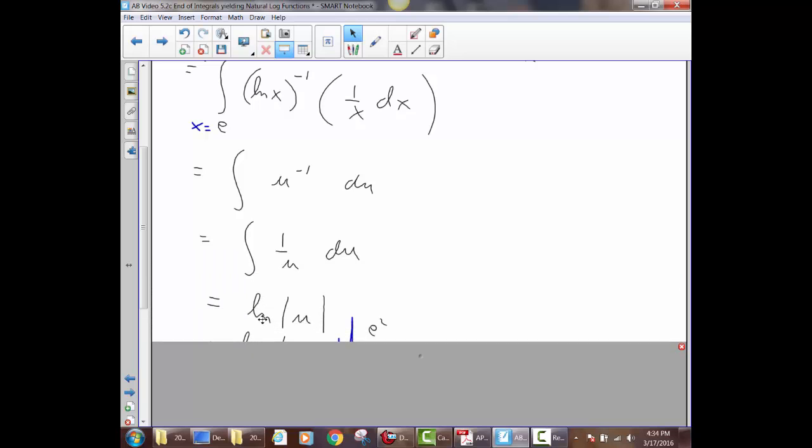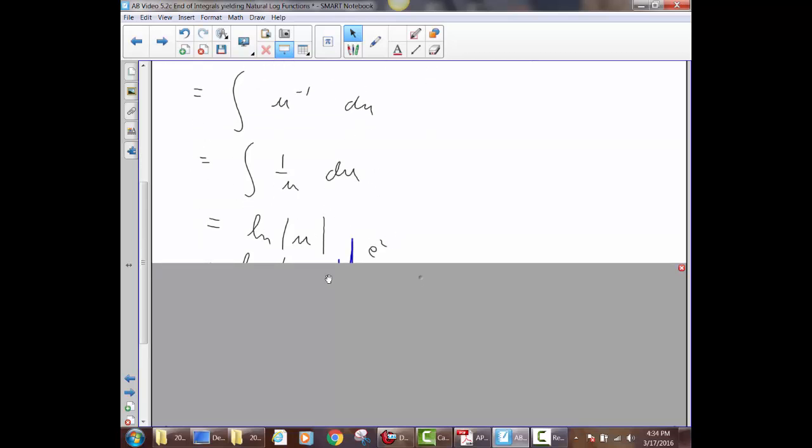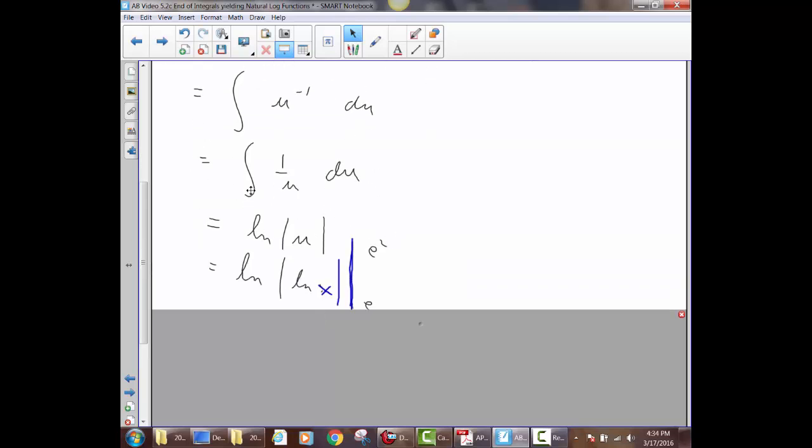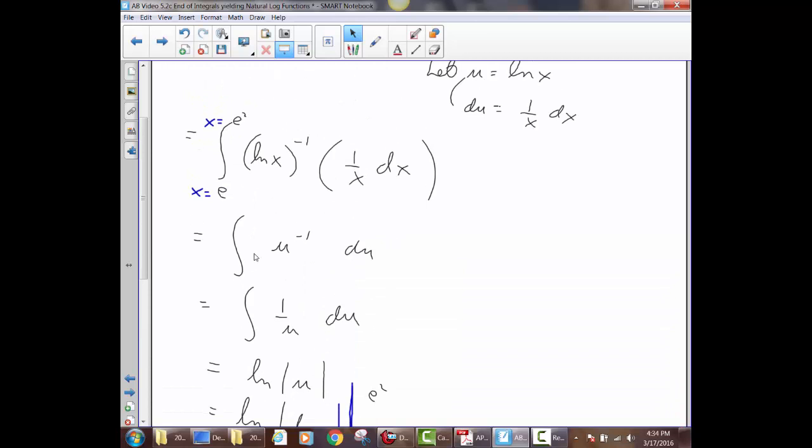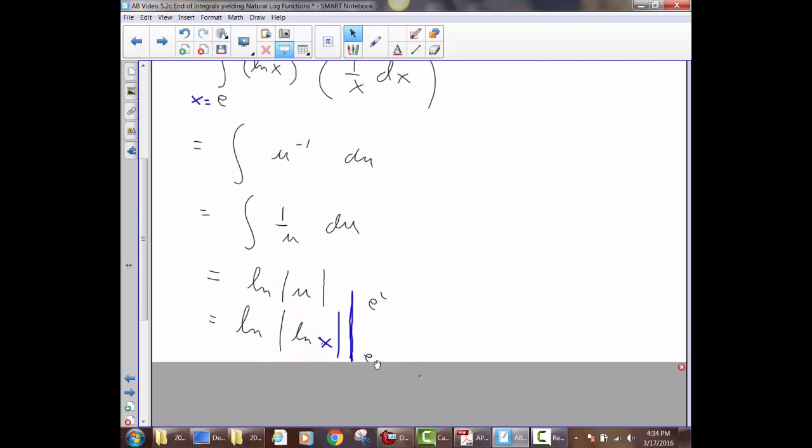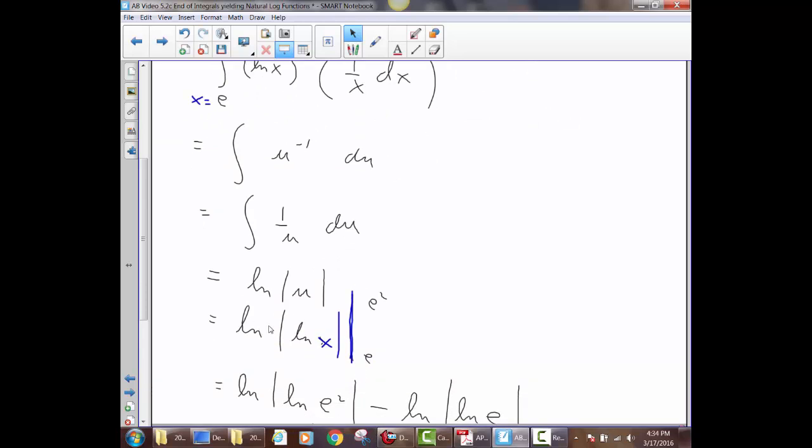Take the integral of it, and I'm going to have ln of absolute value of u, right? Because the integral of 1 over x dx is ln absolute value of x, so the integral of 1 over u du is ln absolute value of u. But I am integrating, I kind of let this drop, but I'm reintroducing here from x equals e to x equals e squared. So it'll be the ln of e squared, which was very clearly marked, minus the ln of e.